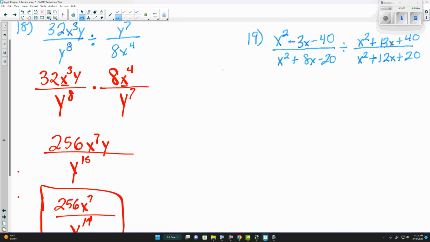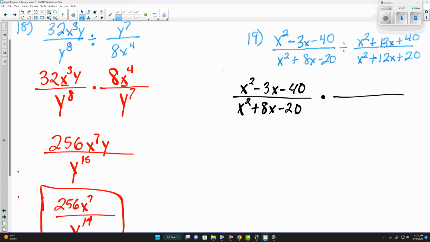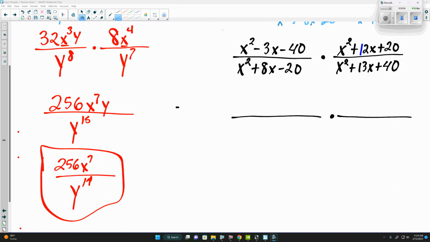Now again, just like with number 18, the first thing I would do is change it from division to multiplication and flip the second. So we'll still have x squared minus 3x minus 40 and x squared plus 8x minus 20. Change it from division to multiplication and flip it. So now the numerator is x squared plus 12x plus 20 over x squared plus 13x plus 40. So next thing we need to do is just factor each of these here and then simplify out.